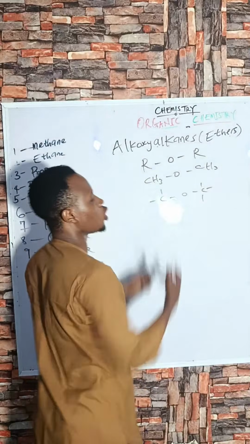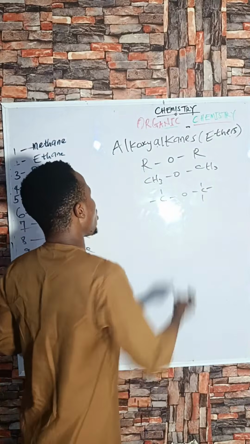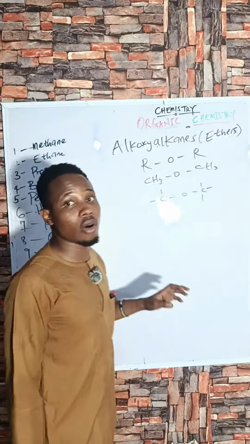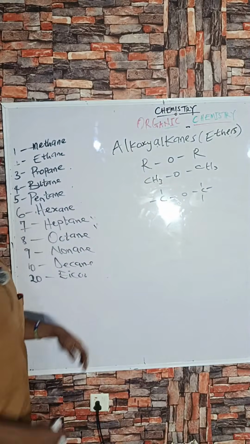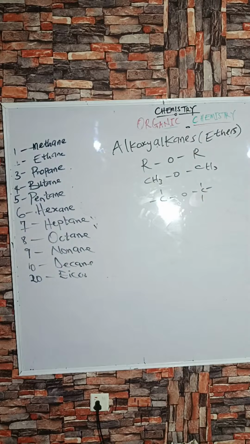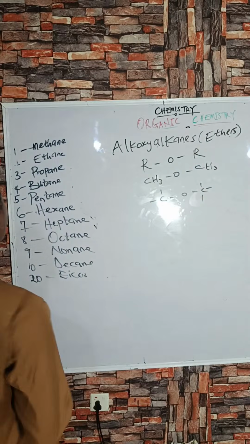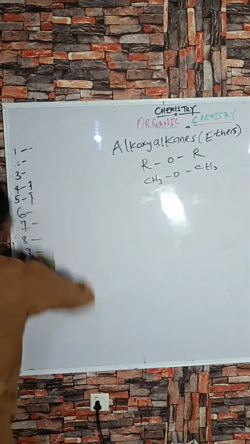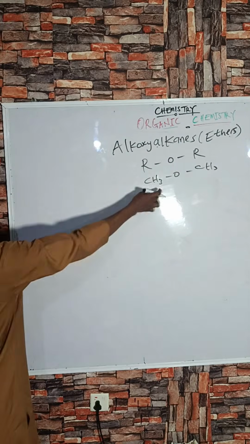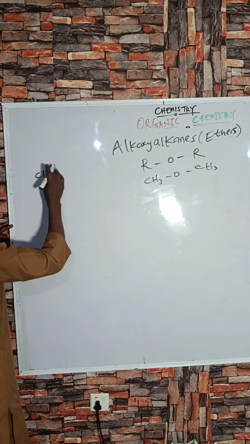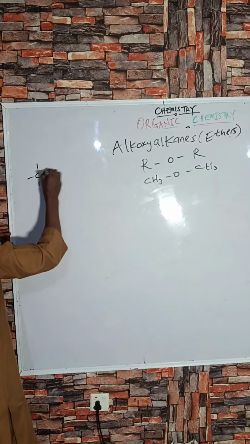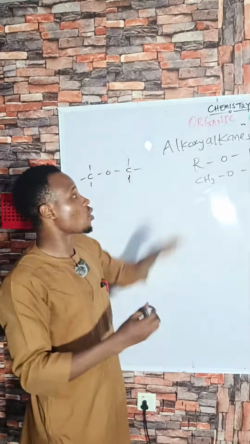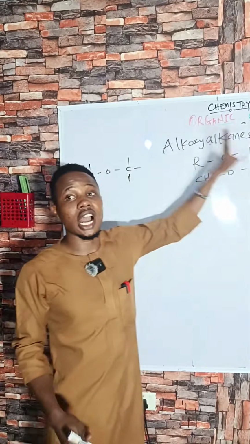So now, how do we name your ethers or alkoxy-alkanes? The alkoxy is usually for the smaller attachment, while the alkane is on this side, the bigger one. Let's use this side of the board because of the reflection of the light. I'll bring this structure back here: CH3, OCH3. Like I said, the alkoxy is the smaller attachment, the alkane is the bigger attachment.